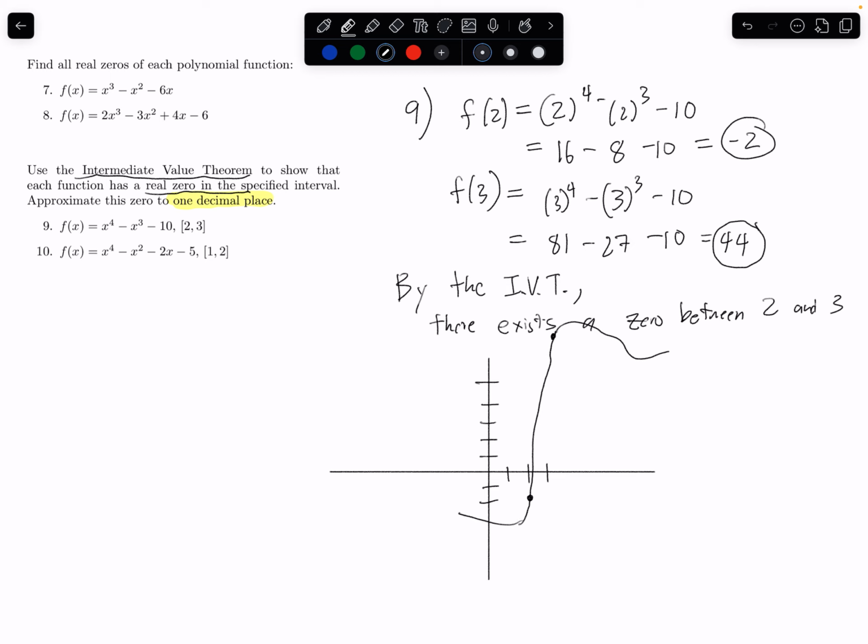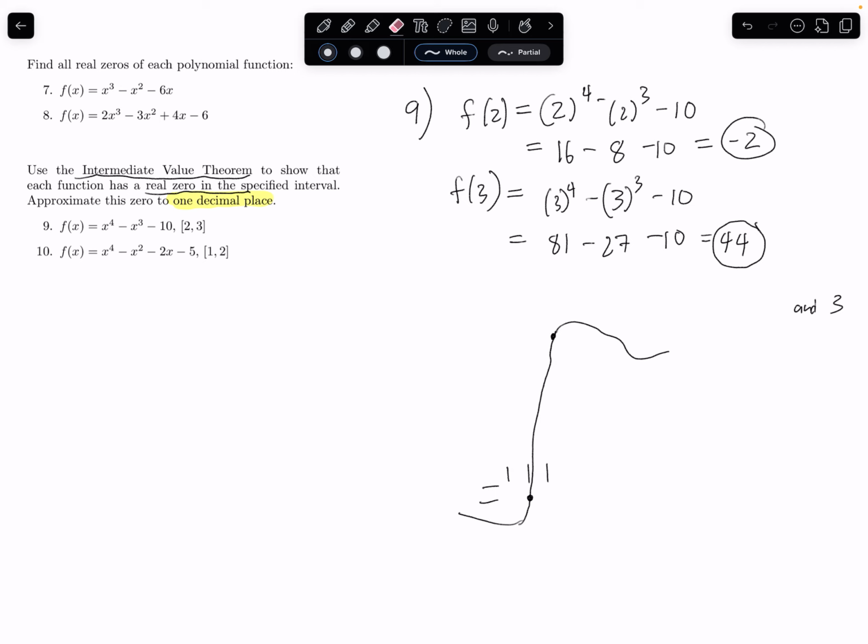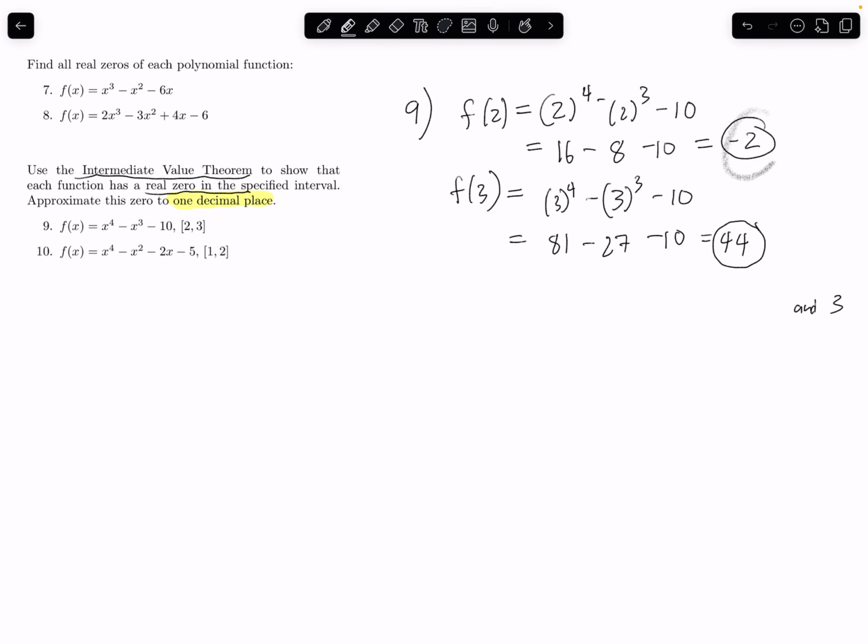Okay, now it says to approximate to 1 decimal place. So how do you do that? Well, you basically do the same thing with the intermediate value theorem again, but you just try to find where it first turns from negative to positive, right? Now, looking at my numbers, negative 2 is a lot closer to 0 than 44 is. So my intuition says I should try to stick close to the negative value.